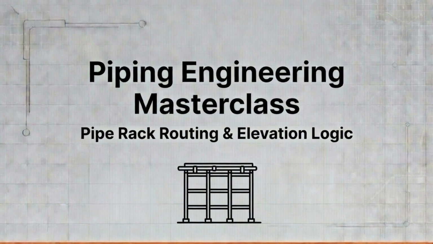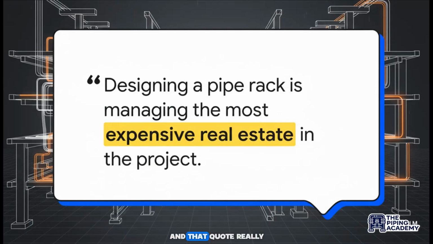It's the spine of the entire plant, carrying all the process lines between equipment, the big utility headers that feed the plant, and of course, the electrical cables that power it. And that quote really hits on a crucial point. If you fill up the rack inefficiently, you're just forcing the civil engineers to build wider, heavier, and more complex steel structures that can cost a project millions.